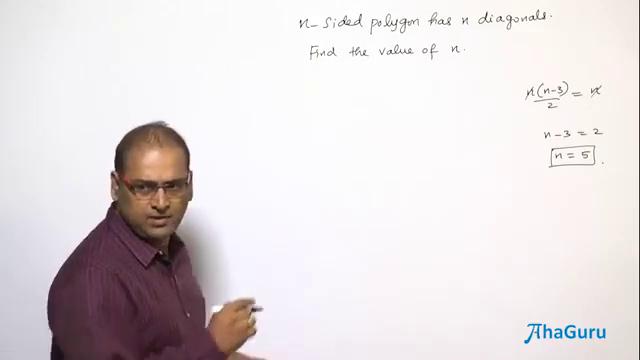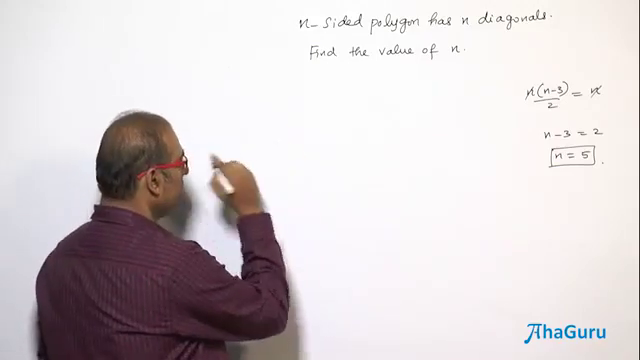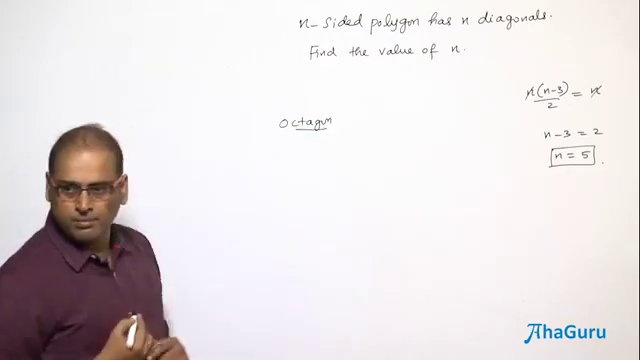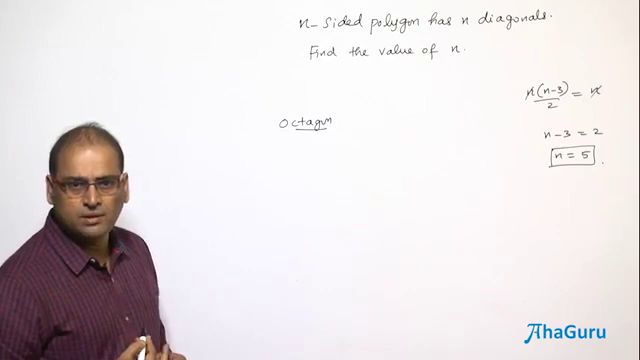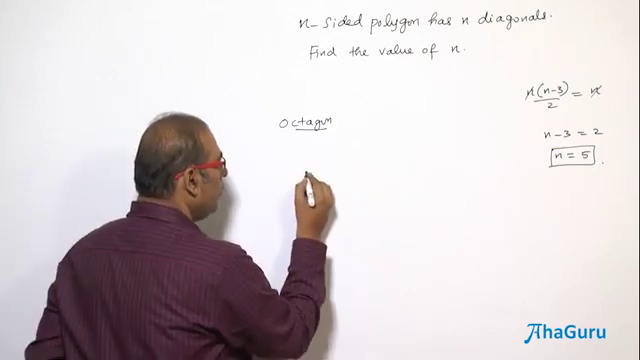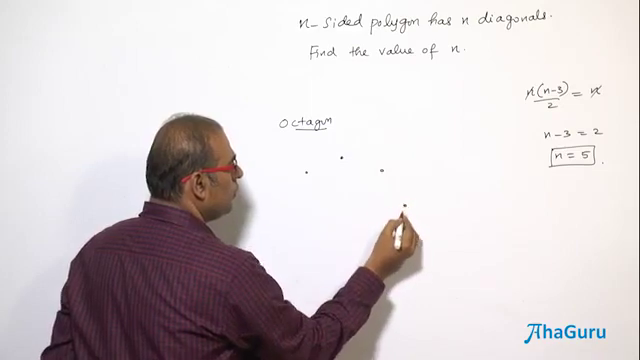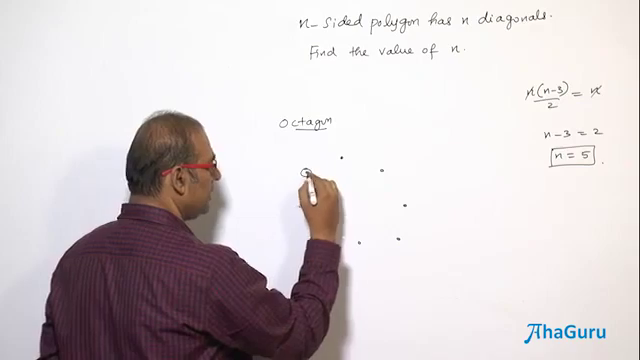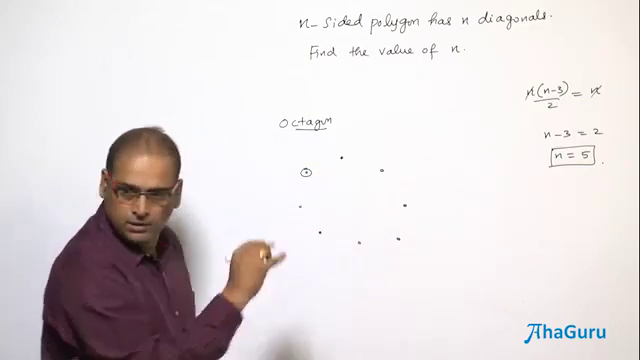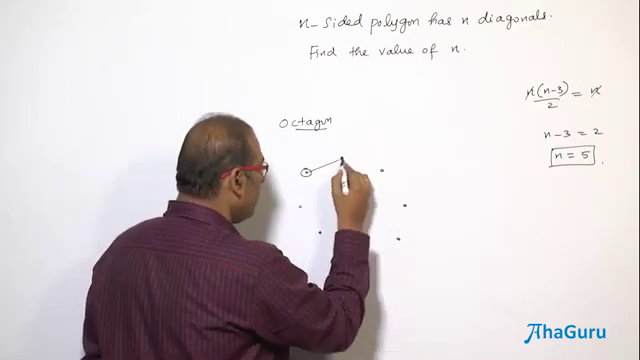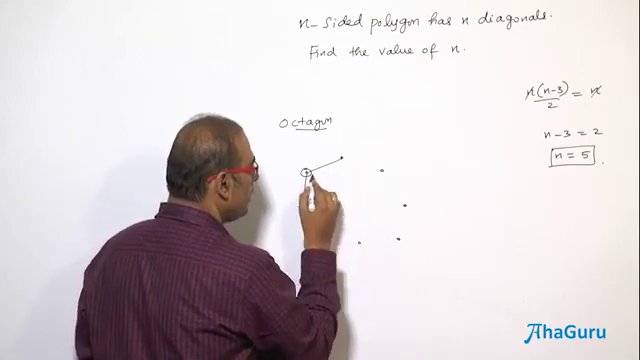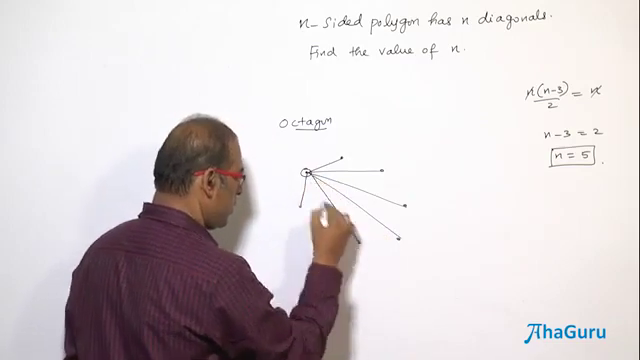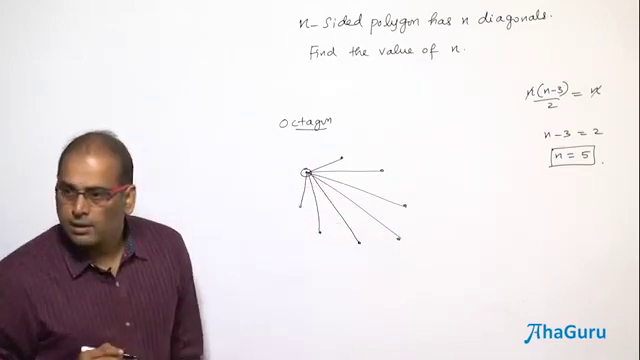Let me take an example actually. Let me take something like an octagon, just for understanding purposes. An octagon has how many vertices? 8, right? So you have 4, 5, 6, 7, 8. So let me take some vertex and I am going to connect it with everything.